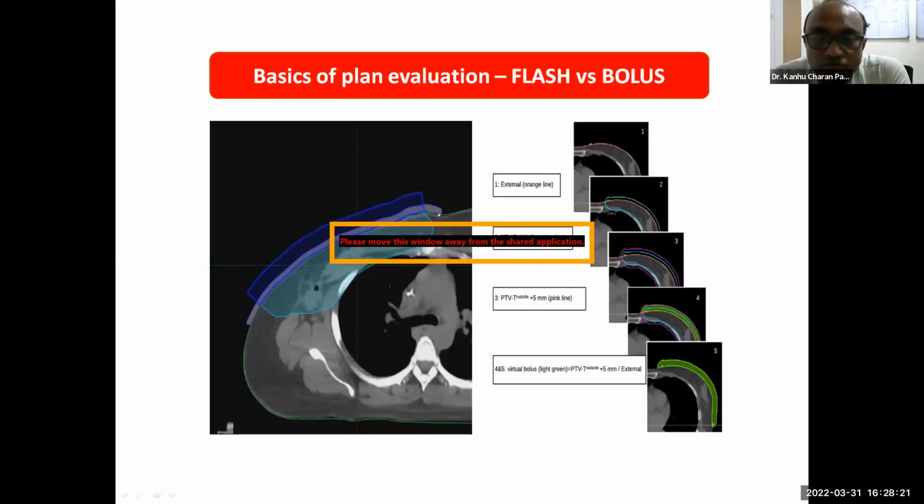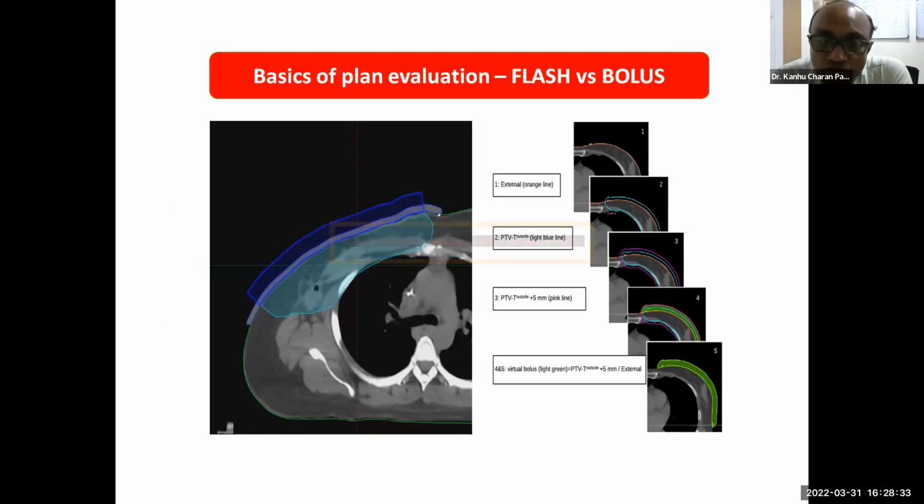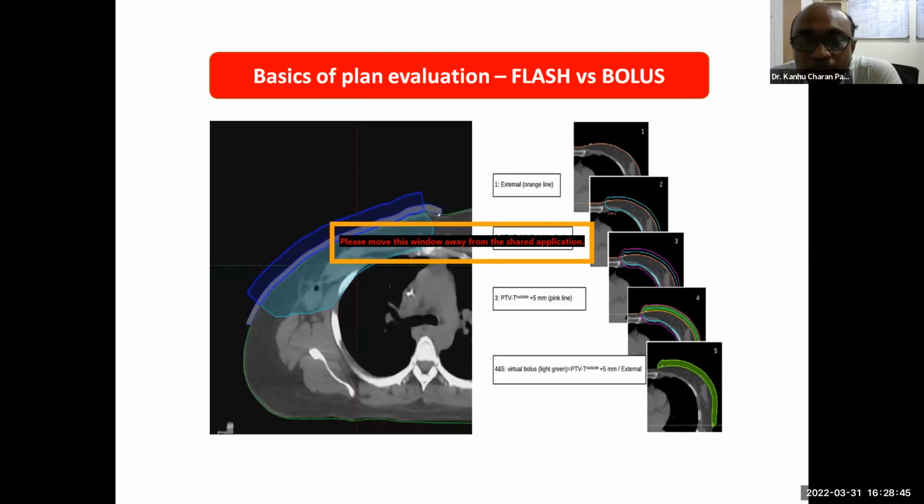Another thing is flash versus bolus. Sometimes people use flash or bolus if you want to increase the skin dose, like in breast cancer patients or the chest wall. If you put a bolus, there will be less treatment time, fewer monitor units and a less complicated plan. But if you use flash, because the area is included in the calculation, it will take more time and more monitor units. So bolus is more desirable than flash.